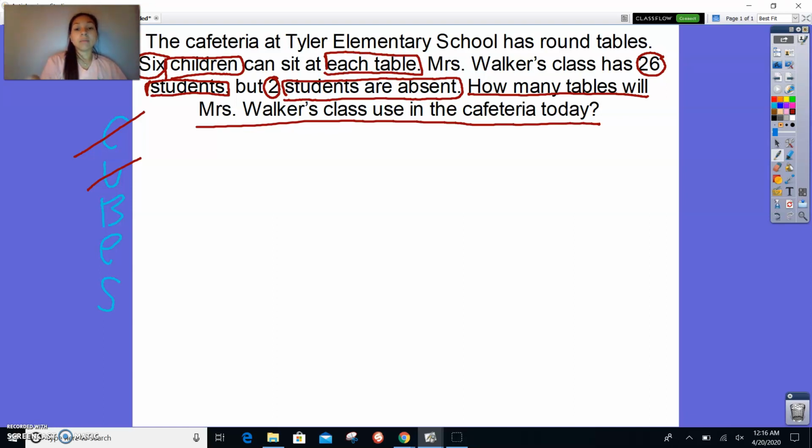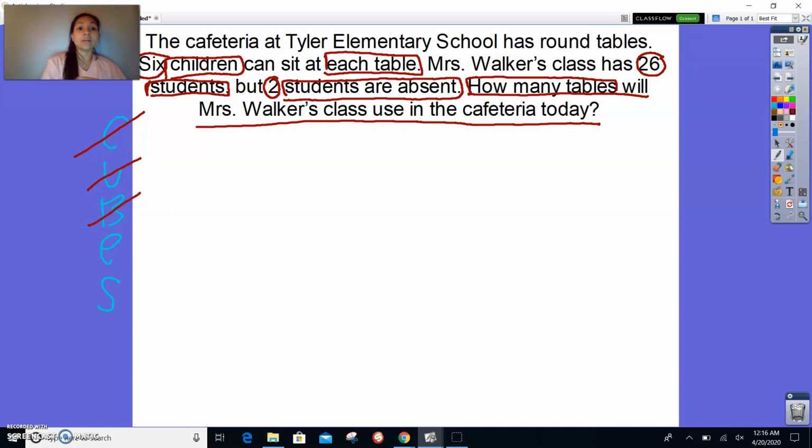Okay? I'm going back and I'm rereading to make sure that I didn't miss anything. Mrs. Walker's class has 26 students, okay? But 2 students are absent. I already boxed that in. Now I need to figure out in my question, what am I looking for? I'm looking for how many tables will her class use in the cafeteria today? Okay, so now I have boxed in my important words.